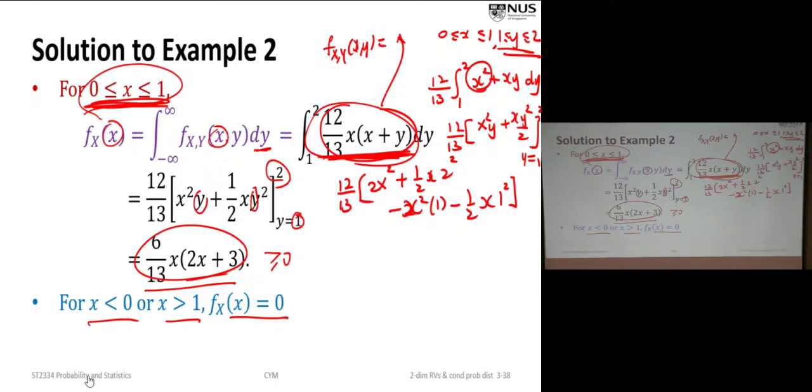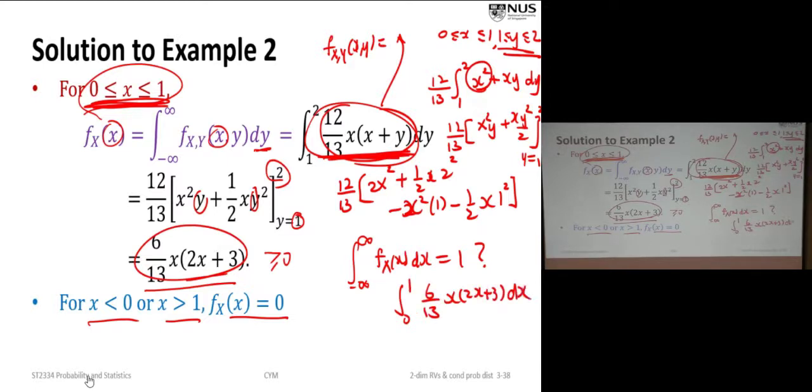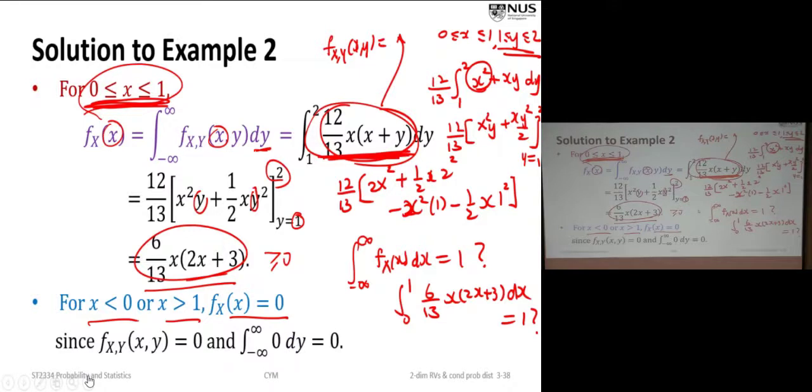Second one, you have to check this. Integrate from minus infinity to infinity f of x dx, whether it's equal to 1 or not, which is the same as integrating from 0 to 1, 6 over 13 x times 2x plus 3 dx, whether this equals 1 or not. So you have to check that. It should be correct. If you couldn't get it, it means that you have made a mistake in your integration.